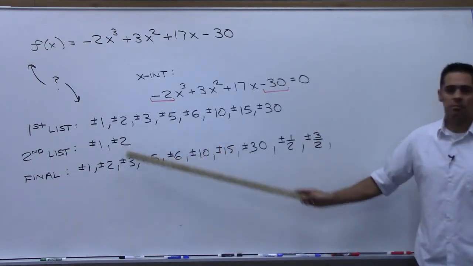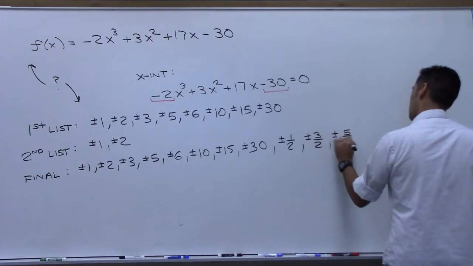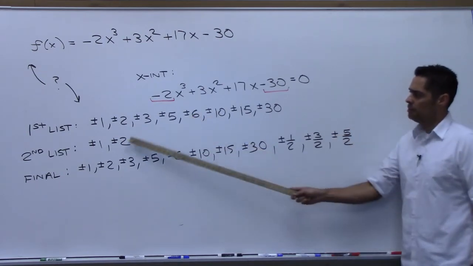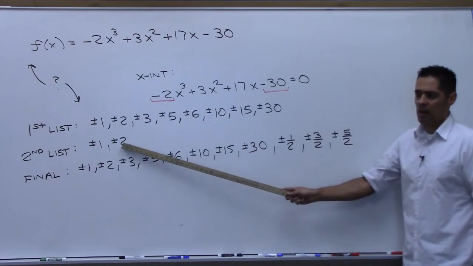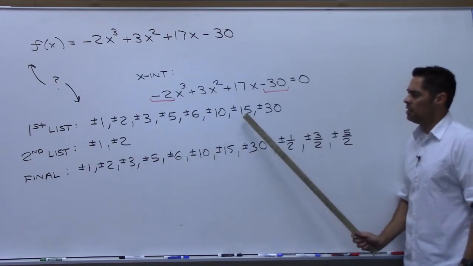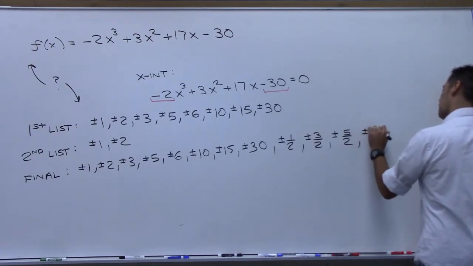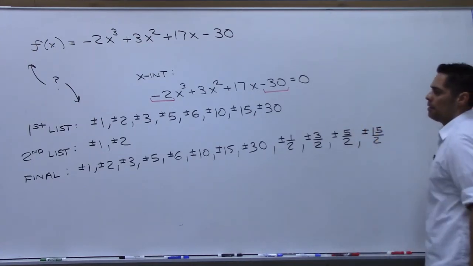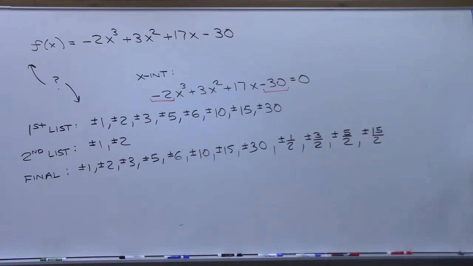5 over 2, not in my list, so I'm going to have to add it. 6 over 2 is 3. I've got that in my list. 10 over 2 is 5. I've got that in my list. 15 over 2, not in my list, so I need to put it here. 30 over 2, 15, I have it. That's my new list. Questions on where that came from? No? Should we start with whole numbers?